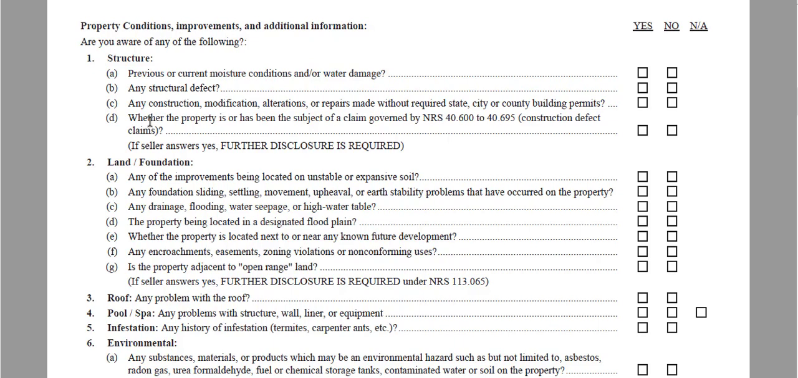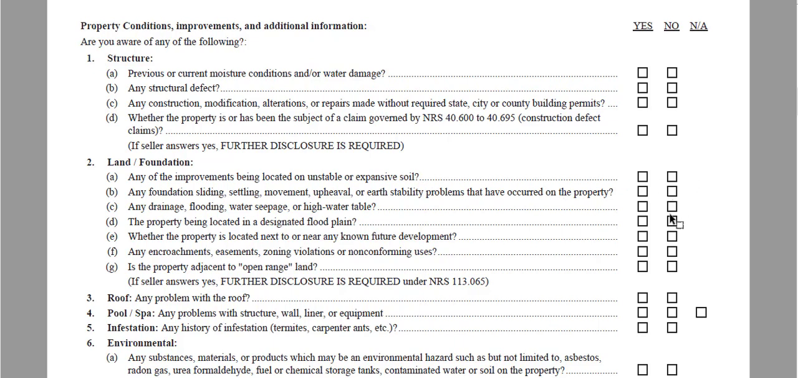For instance, that would be common in a lot of the high rises actually in Las Vegas, as well as Sun City, Summerlin. Any of the improvements are located on unstable or expansive soil.